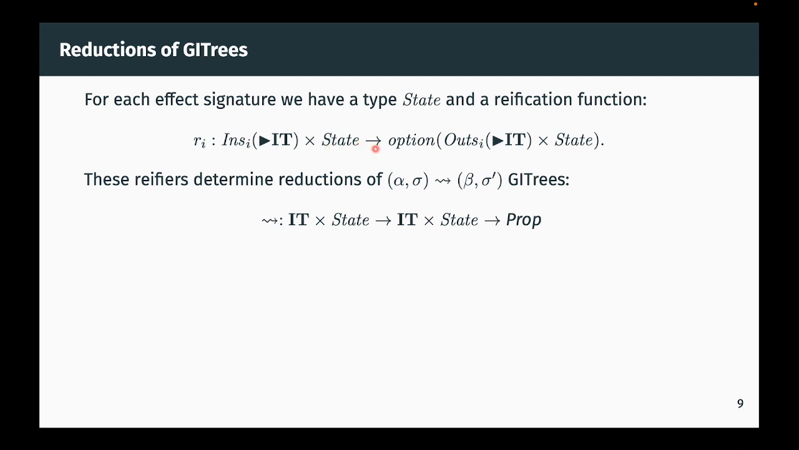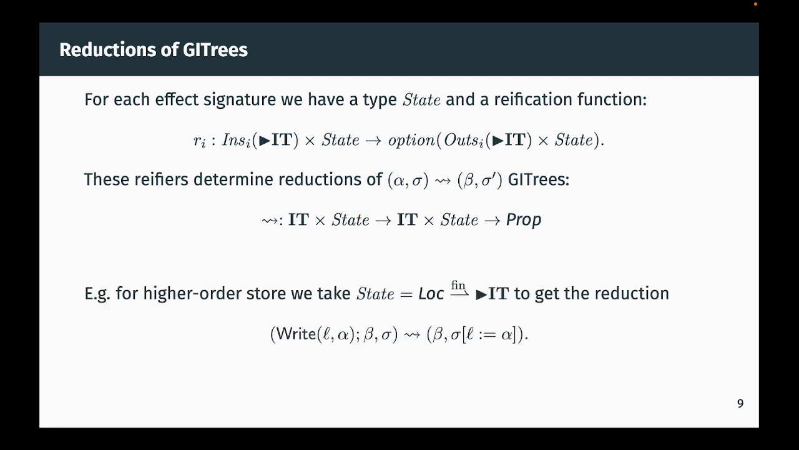And one way to think about it, it's quite similar to what Ugo described in the first talk as like these generic effect handlers, right? So we don't involve the continuation at all, we just compute the output arity from the input arity. And if we have those reifiers for all the effects, then these determine a reduction relation on guarded interaction trees, or rather on pairs of guarded interaction trees and this internal state parameter, which tells us how to execute those operations.